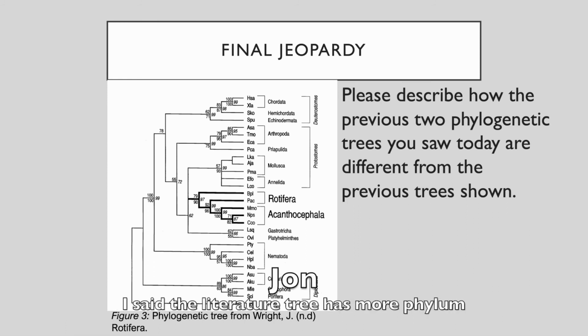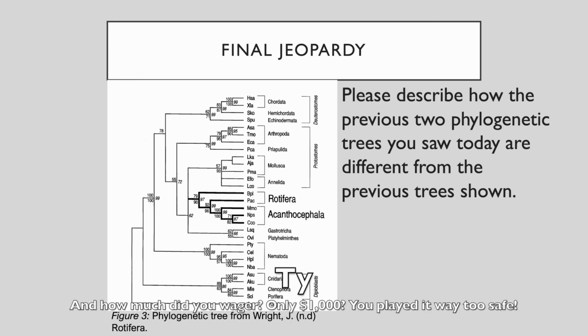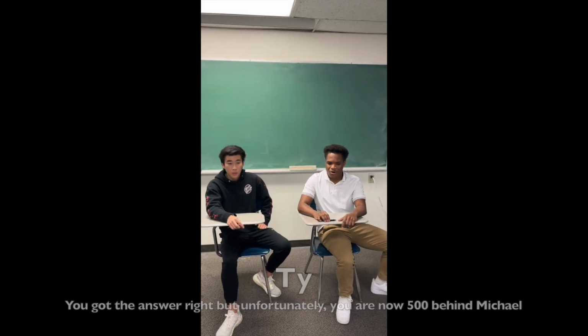I said the latter tree has more phyla, which means that they would need to use more characteristics to create a distinction. And how much did you wager? Only 1,000? You played it way too safe. You got the answer right, but unfortunately, you're now 500 behind Michael.